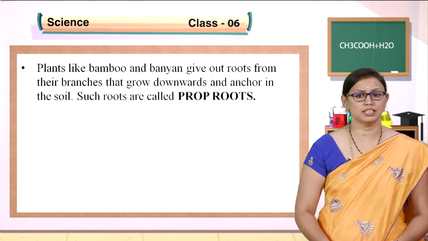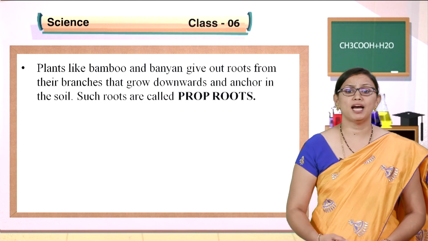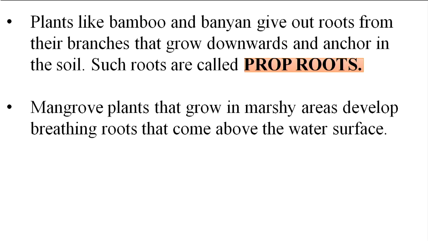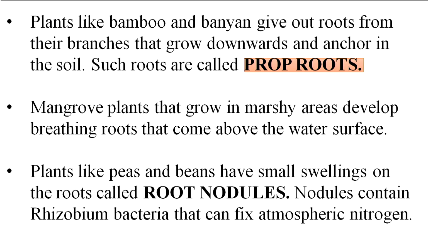And if you come to the other modification of root, the plants like bamboos and banyan give out roots from their branches that grow downward and anchor in the soil. Such roots are called prop roots. Then mangrove plants that grow in marshy areas develop breathing roots that come above the water surface. Plants like pea and beans have small swellings on the roots called root nodules, and these nodules contain a rhizobium bacteria that can fix the atmospheric nitrogen.